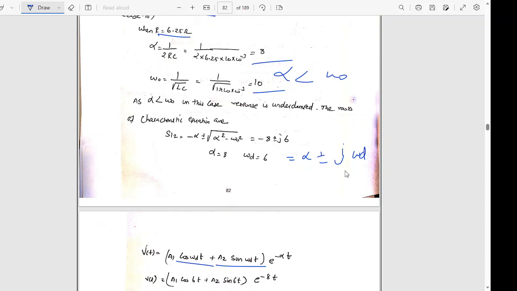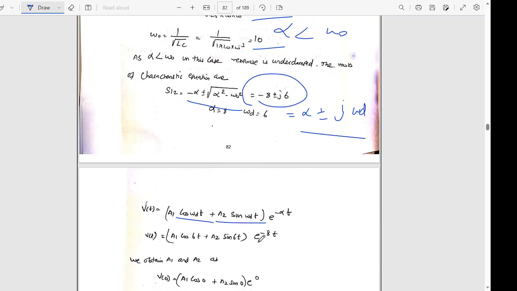So while finding the roots, s12 equals minus alpha plus or minus root of alpha square minus omega naught square. I will be getting minus 8 plus or minus j6. This is represented like this, alpha plus or minus j omega d, so alpha can be directly taken as 8 and omega d is 6. Now substitute the value of omega d and alpha: a1 cos 6t plus a2 sin 6t e power minus 8t.